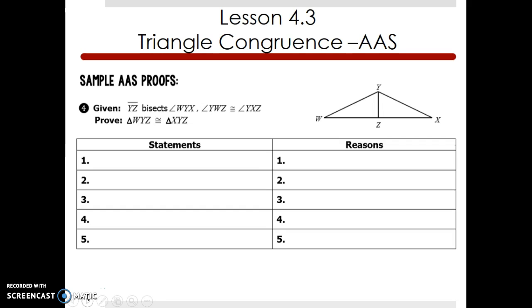All right, let's start this. So you know that YZ bisects angle WYX. That's given. And we know that angle YWZ is congruent to angle YXZ. So that's given.